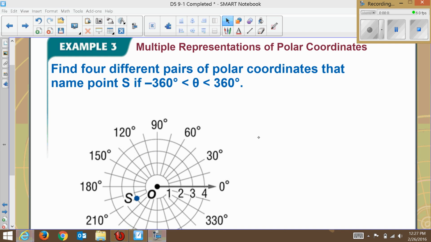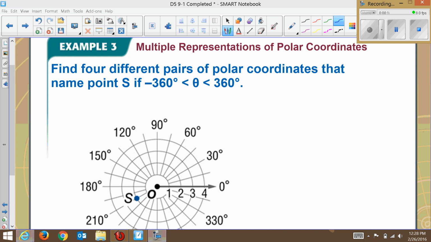Some of the example stuff I've shown you. Let's look at how I can use multiple representations of polar coordinates. For any one point, there are always 4 different ways to write it. That's what this is saying, right? The 4 different ways to write S, within 360 and negative 360.